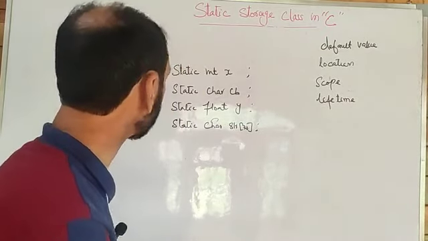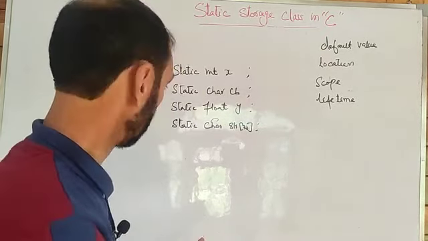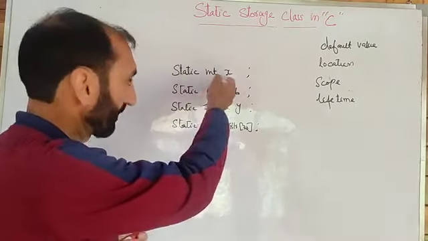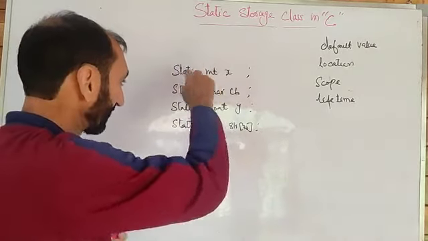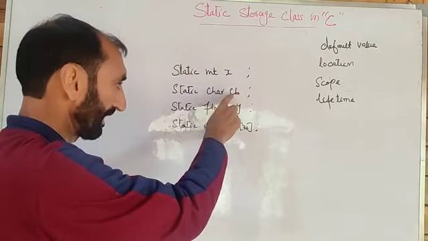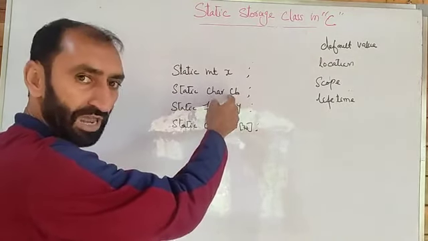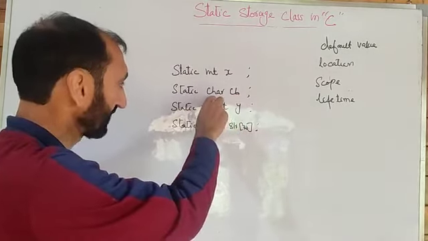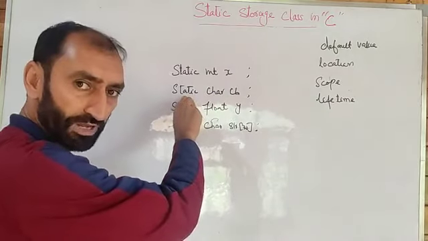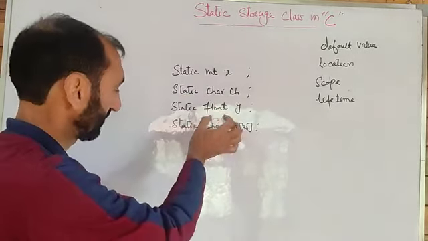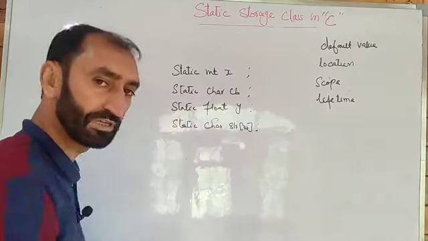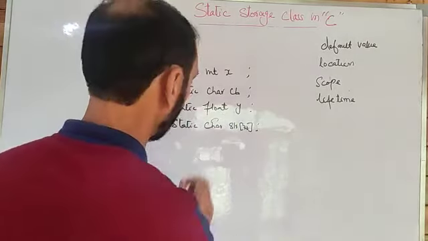This simple declaration of the variable, this is a variable of type integer and its storage class is static. Here it is the variable ch, and data type of this variable is character, and storage class associated with it is static. And similarly here it is float, and here it is string.